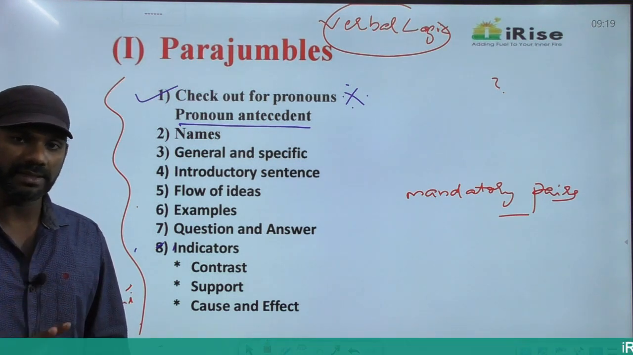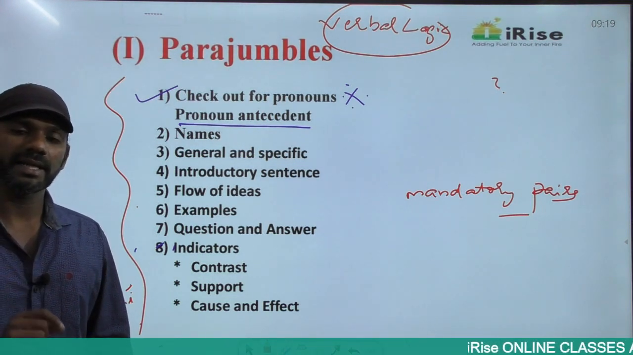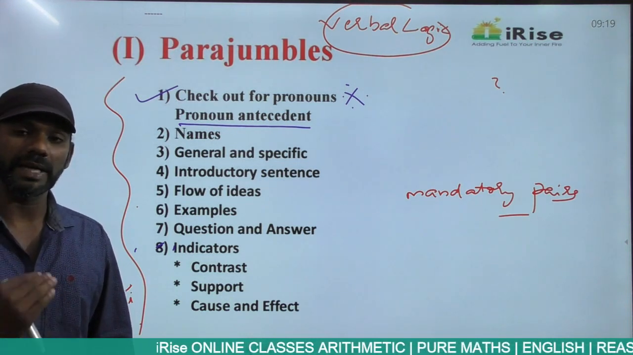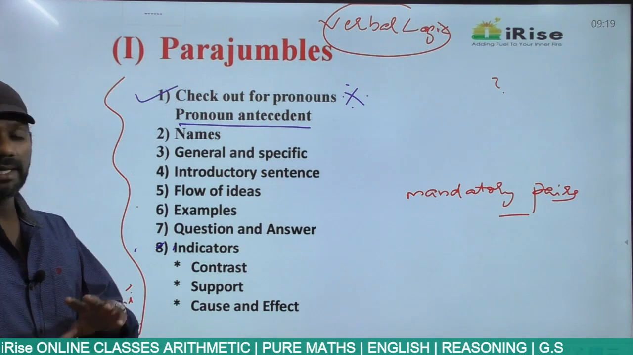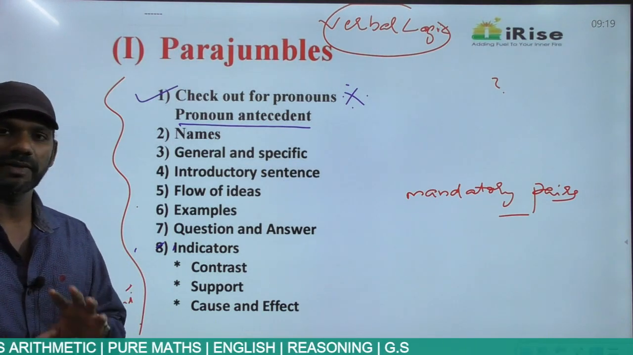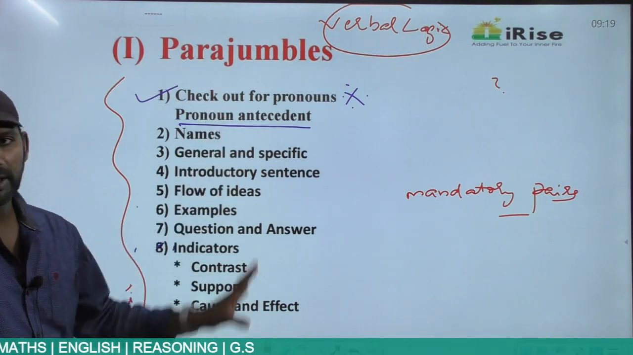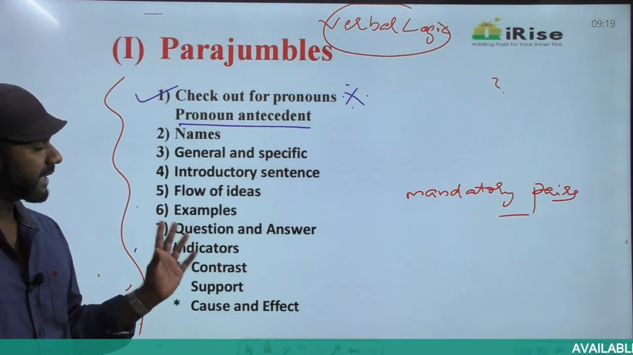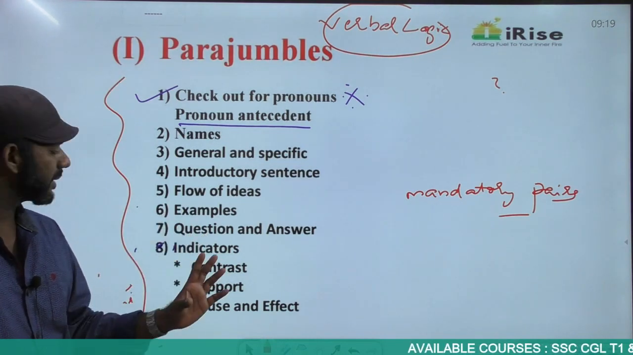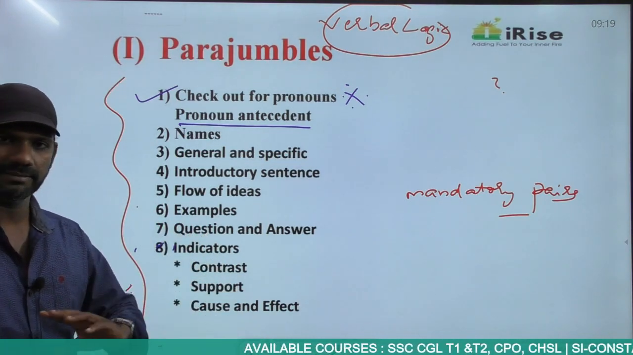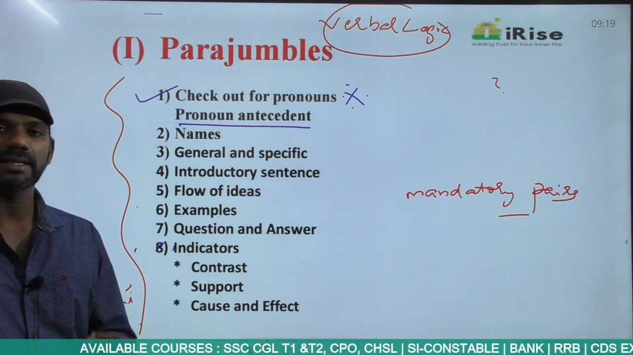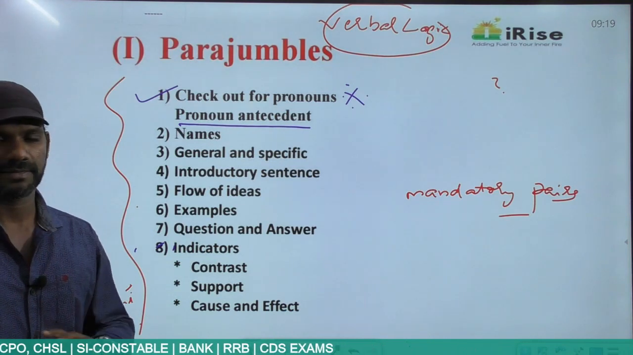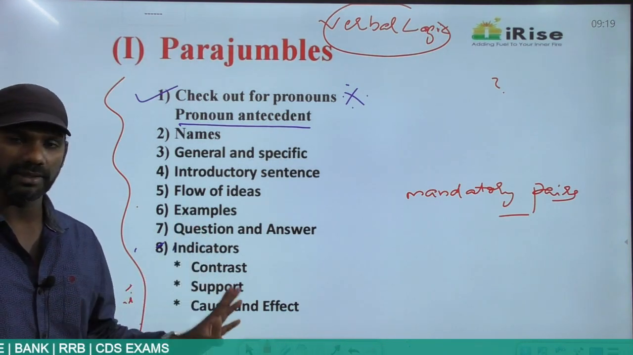Every indicator connects two sentences. In the case of parajumbles, when a sentence contains an indicator and one idea, that sentence must be connected to another sentence immediately before it. I repeat, we'll try solving questions on parajumbles based only on these concepts. Check out for pronouns, names, general and specific, introductory sentence, flow of ideas, examples, question and answer, indicators. Clear? So these are the strategies that need to be kept in mind while approaching a question on parajumbles. Got it? We'll go for an exercise based only on these concepts.